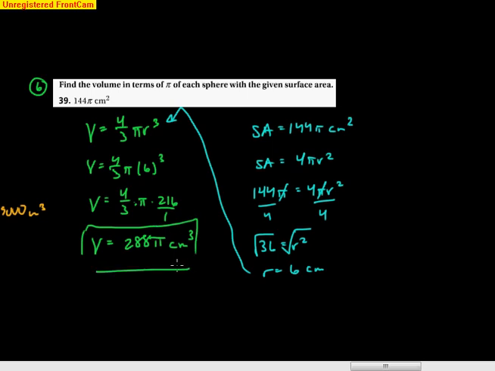So again, another neat problem here where you have to use the surface area to find the radius, and then use the radius to find the volume. Not so straightforward.